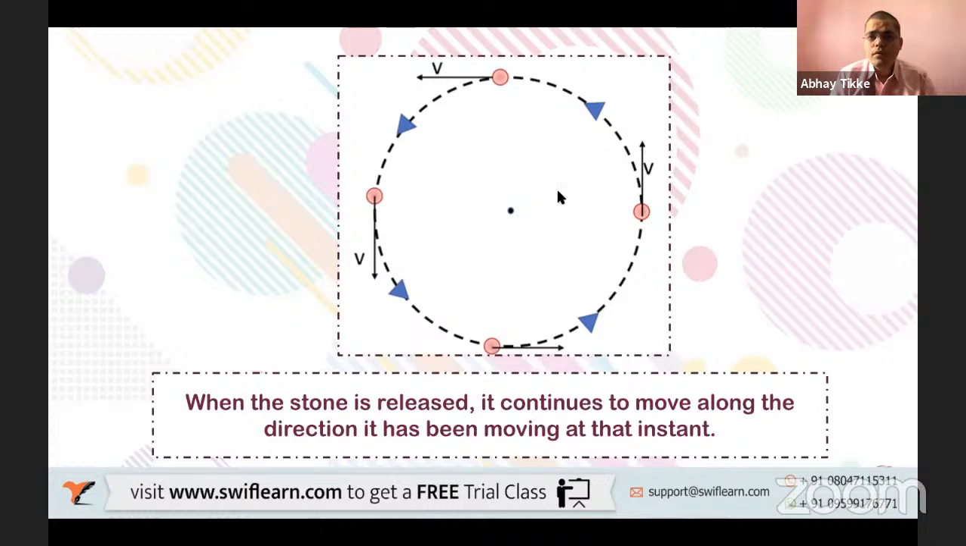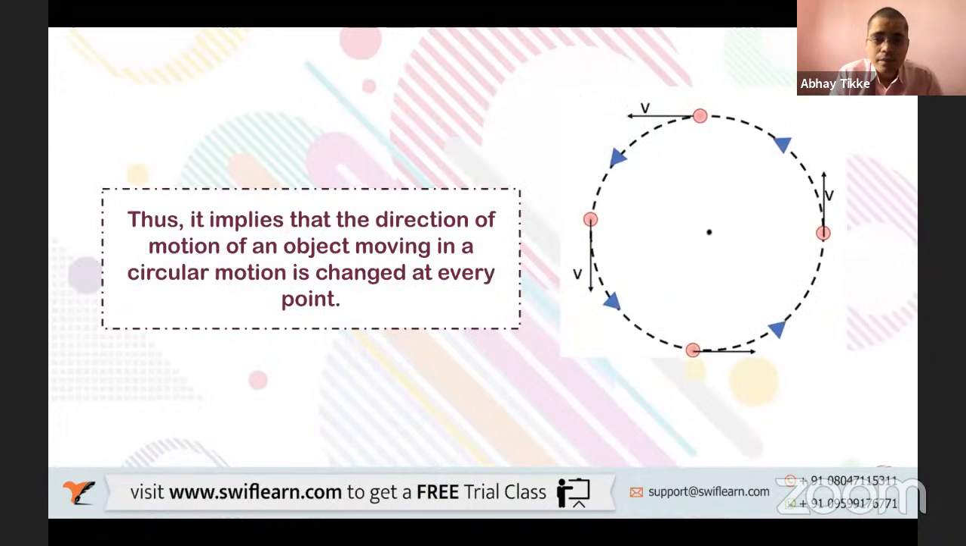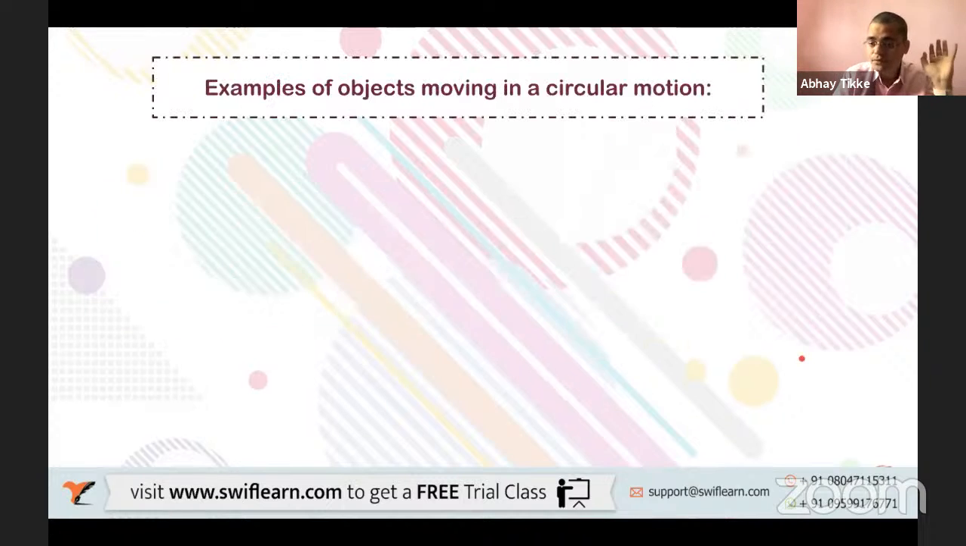One thing we have understood: whenever the stone leaves its circular motion, it will leave along its tangent at that particular instant, or at that particular point of the circumference of the circle, right? Up to here it is clear. Now let us continue this discussion. Thus, it implies that the direction of motion of an object moving in a circular motion changes at every point, right? As you see in this diagram, A, B, C, D, the direction is different at every point on the circumference of the circle.